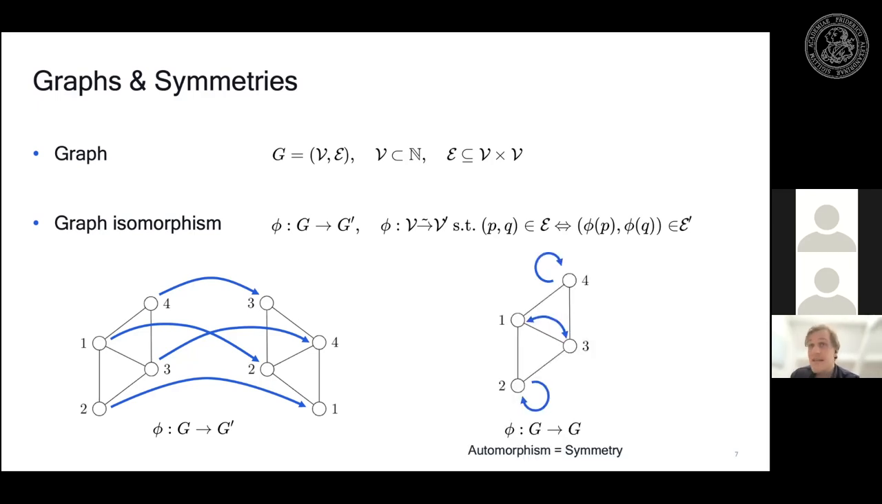A special case of a graph isomorphism is a graph automorphism, also known as a graph symmetry. And this is a graph isomorphism mapping the graph to itself. So it's a permutation of the vertices such that the edges remain the same.